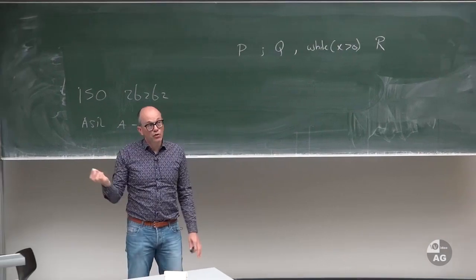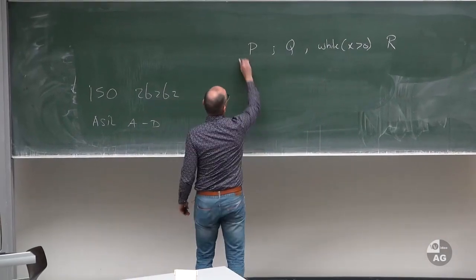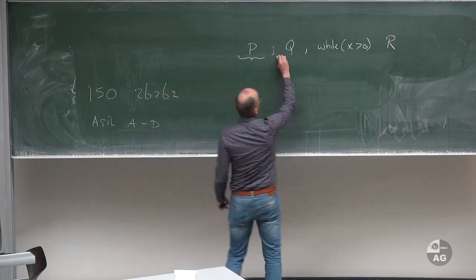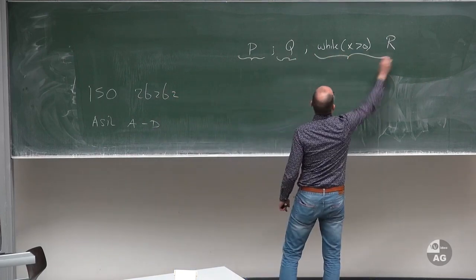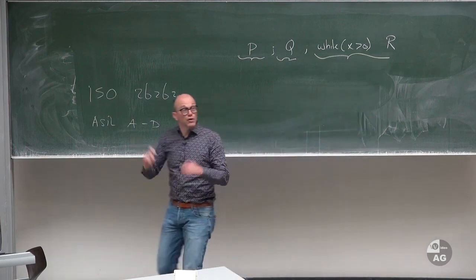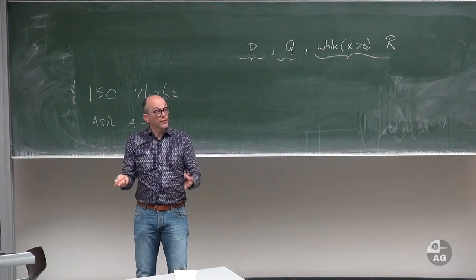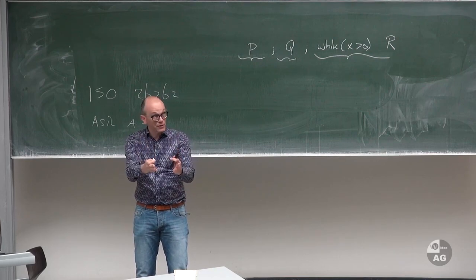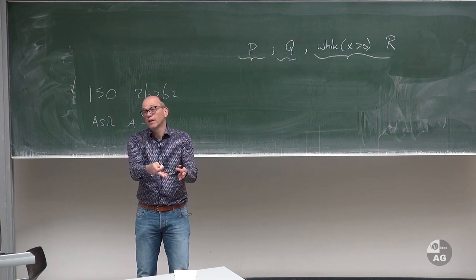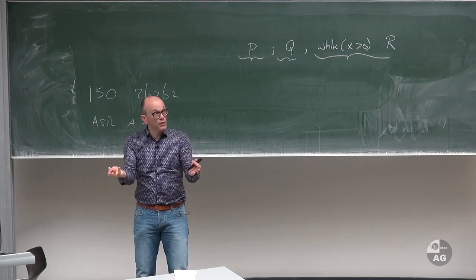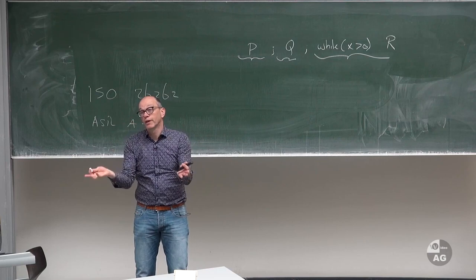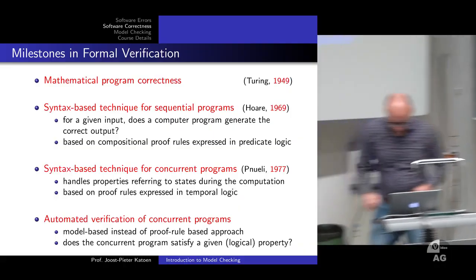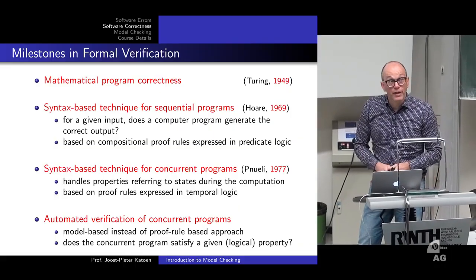Then what this technique can do is it basically can make a statement about P. So you first try to formally verify P, then you formally verify Q, and then you formally verify this part, and then you can combine the results. So the strength of this technique is that you can look at the components of the program in isolation, analyze them in isolation, and then combine the results to get a result about the entire program. Good. This was for sequential programs.